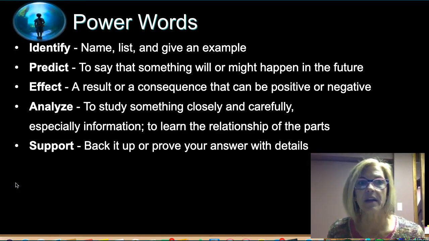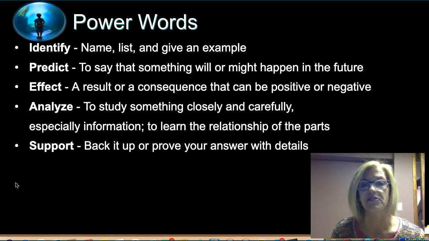In the last unit, we covered describe and explain. So identify is as simple as you can get. It's name, list, and give an example. You don't have to go into a lot of detail behind that. So that should be a very short, quick answer, but answer in the form of a complete sentence, not a bullet and not an outline.